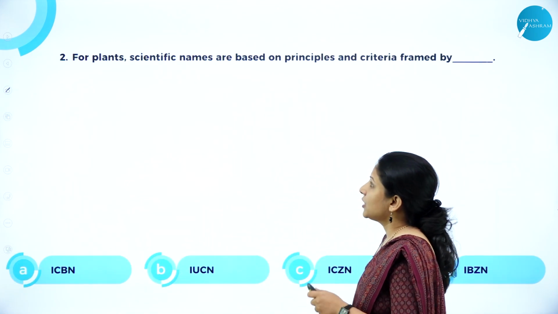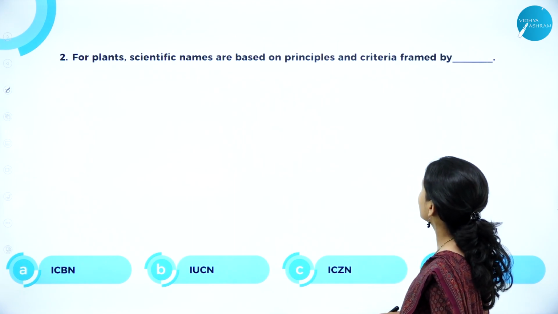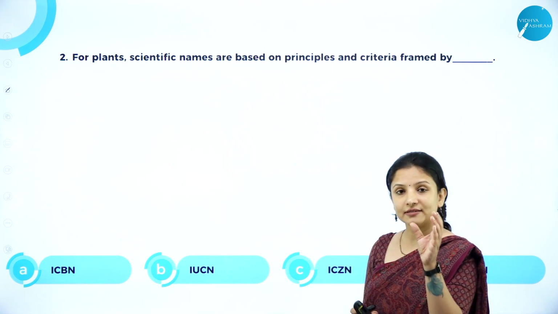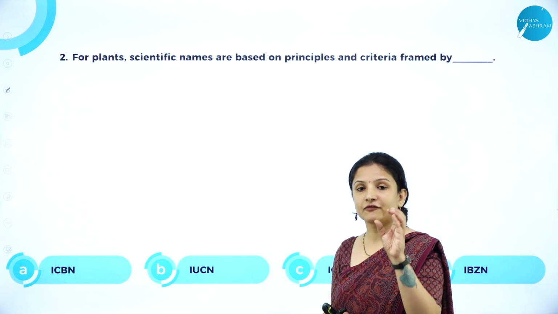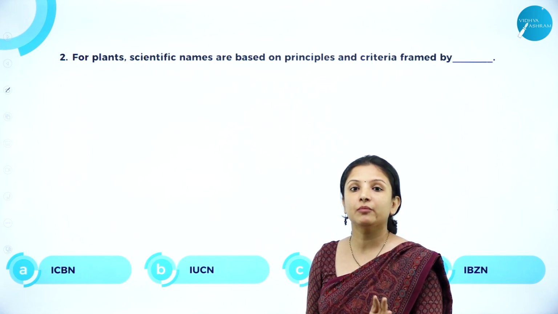The next question: for plants, scientific names are based on principles and criteria framed by. There is a sector or an organization that frames some of the principles or rules or criteria for naming a plant.